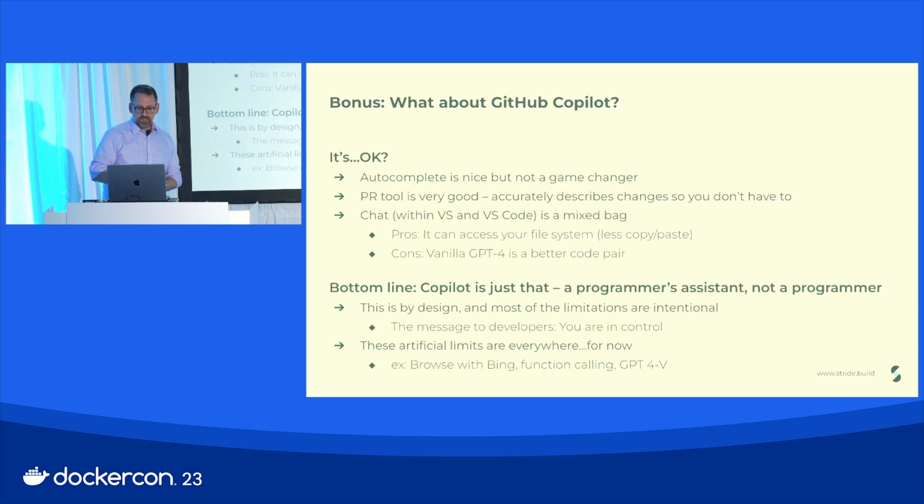All right. I did want to talk a little bit about Copilot, for those who've used it and those who haven't also. This is GitHub's AI-powered code assistant. In our experience, the autocomplete is fine. The pull request tool is actually very good. That's the one that honestly to us was the biggest slam dunk. It's very, very good at describing your changes. That's work you don't have to do as a developer.